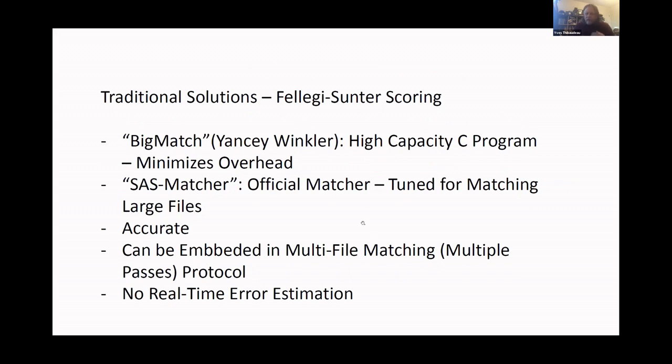Okay, so the traditional way of doing record linkage is called the Fellegi-Sunter scoring method. We have a number of applications that do that. One is Big Match, written by Bill Yancey about 15 years ago, and that's a high capacity C program. It does very well, and it's fast.